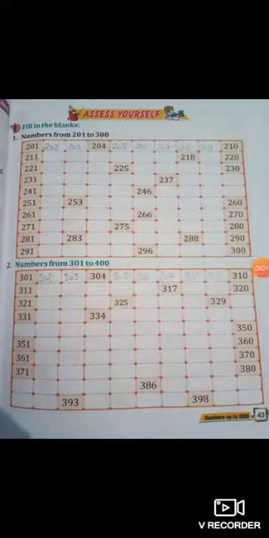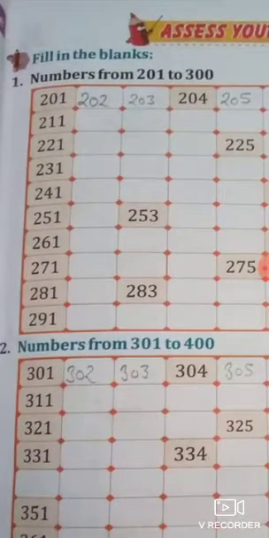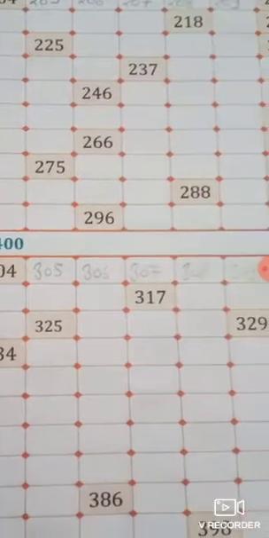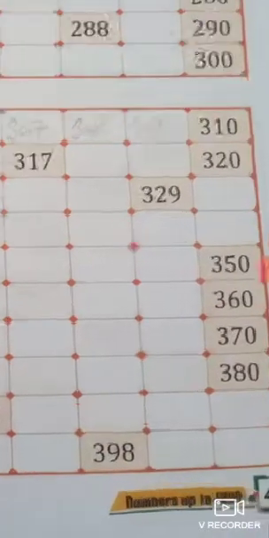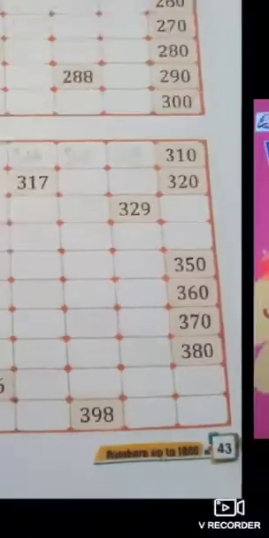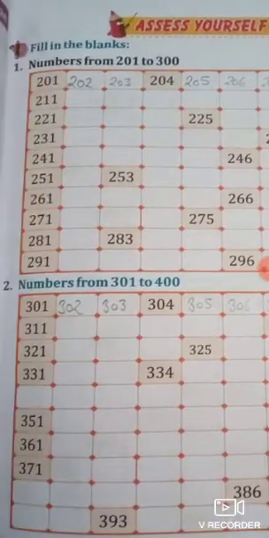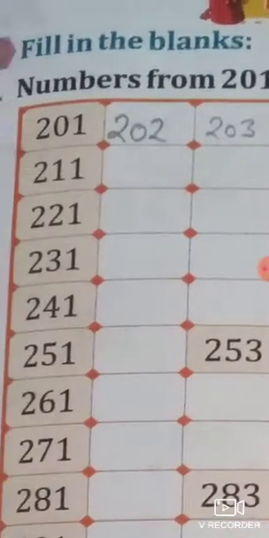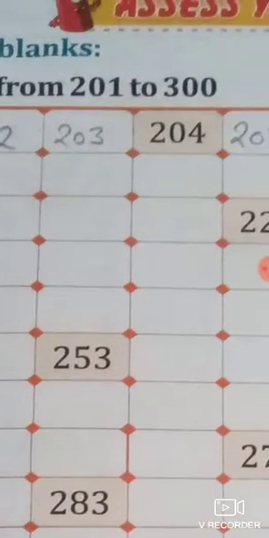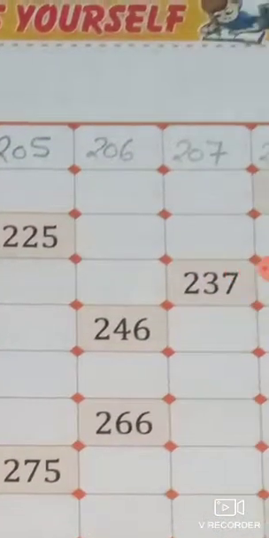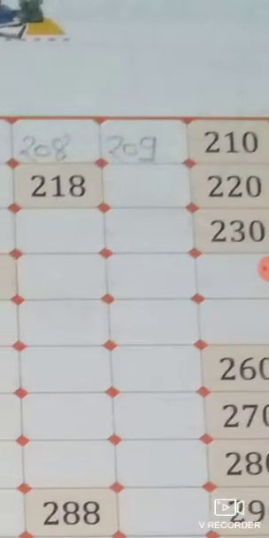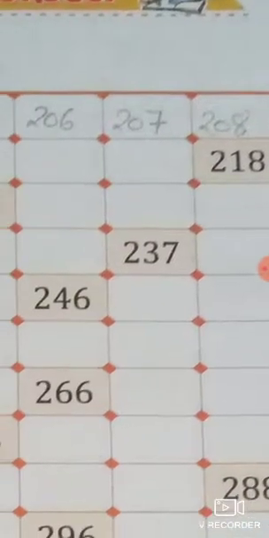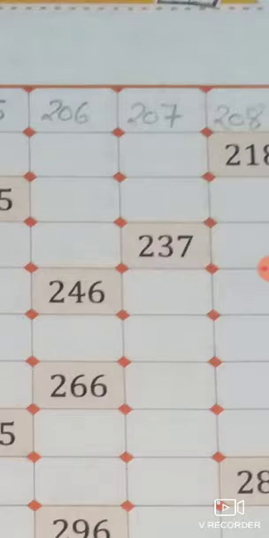This is chapter 4, numbers up to 100. And the first question is fill in the blanks, numbers from 201 to 300. This is page number 43. Numbers from 201 to 300: 201, 202, 203, 204, 205, 206, 207, 208, 209 and 210 and so on. So you will fill the rest of the blanks yourself.